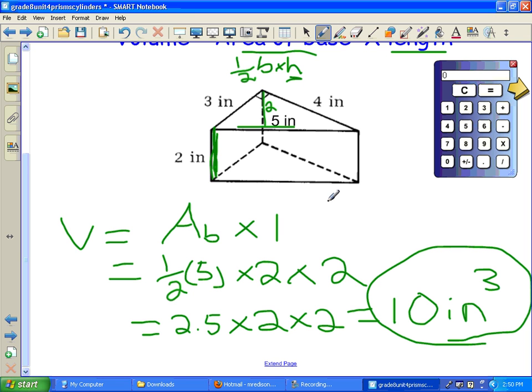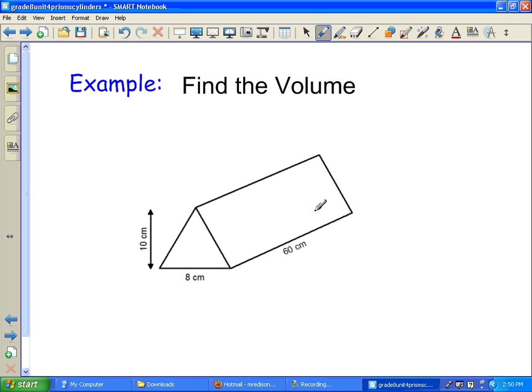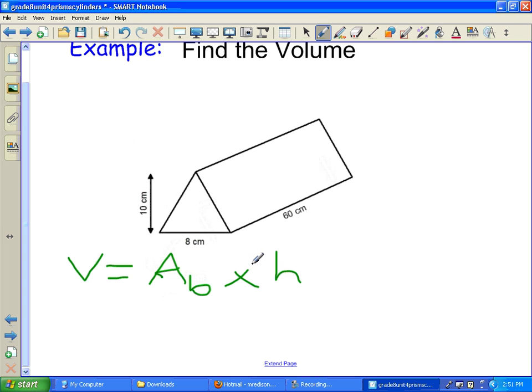So it's actually a little bit easier to calculate the volume of a prism than it is the surface area, because you've only got to calculate the base area and then times it by the length or the height here. So let's look at this one here. Remember our formula for the volume. It's going to be the area of the base times the height, or the length, whichever it is.